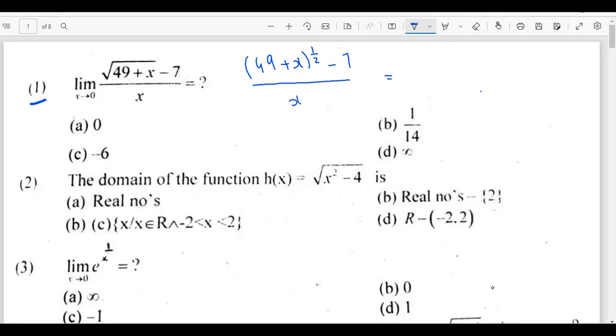So for the numerator, it would become 1 by 2 times (49 plus x), where the new power would be 1 by 2 minus 1. So it would become minus 1 by 2, and the derivative of the bracket factor would be 1. Okay. Divided by 1, the derivative of the denominator, that is x, which would be 1. So any confusions with the derivative part? Is that okay?